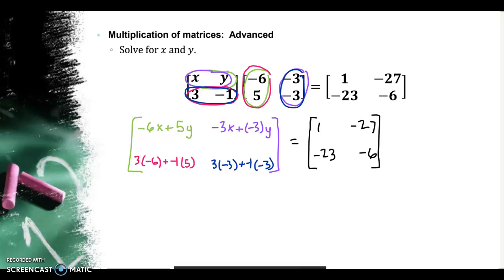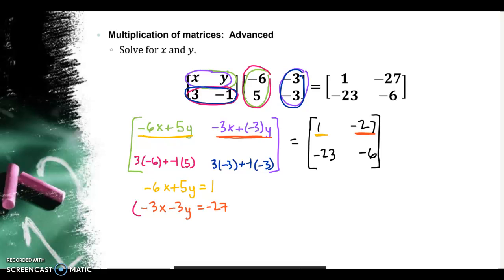So isn't it true that this entry must equal this entry here? So that means I have an equation negative 6x plus 5y equals 1. And then I have another equation because this entry, the first row, second column, needs to equal the first row, second column. So negative 3x minus 3y has got to equal negative 27. I have two equations and two unknowns. So what do I do with that?